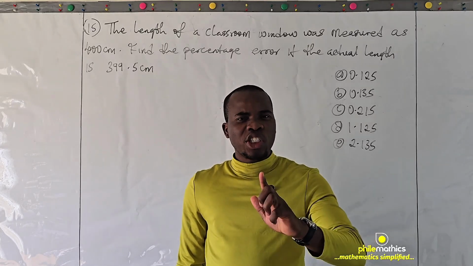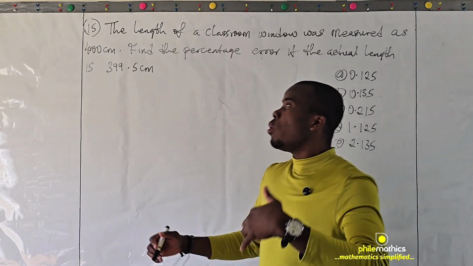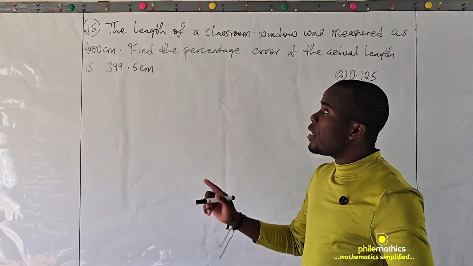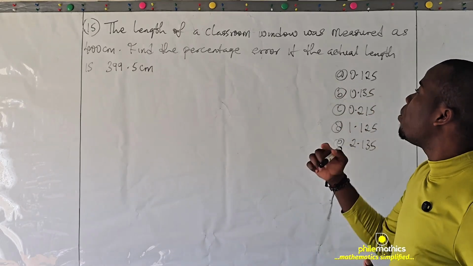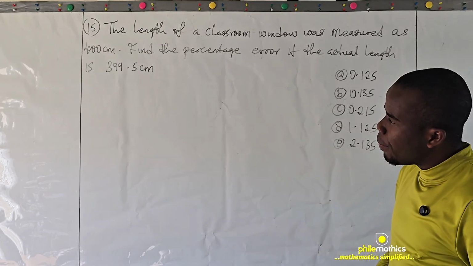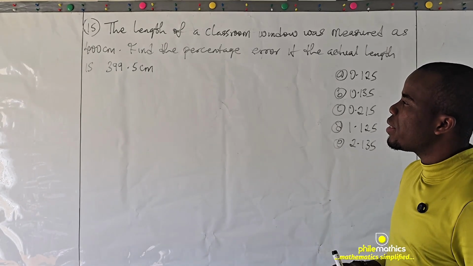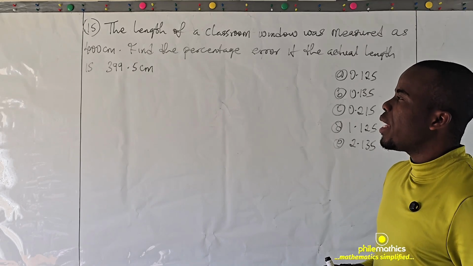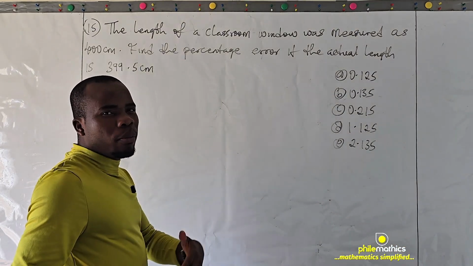The 15th question of NECO 2025 is a question on percentage error. It says the length of a classroom window was measured as 400 cm. Find the percentage error if the actual length is 399.5. So you want to recall the formula for percentage error.